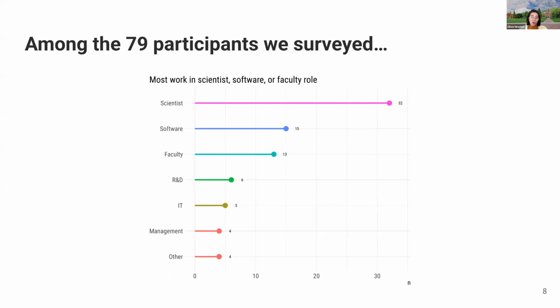When asked about what role they work in, as this plot shows, most participants reported that they worked in a science, software, or faculty role. On the x-axis here, we have the number of folks who reported belonging to that category. Only a couple participants reported that they work in a research software engineering role. They're binned into this software category, which includes folks who identified themselves as software developers, software engineers, and the like. So let's talk about teamwork.